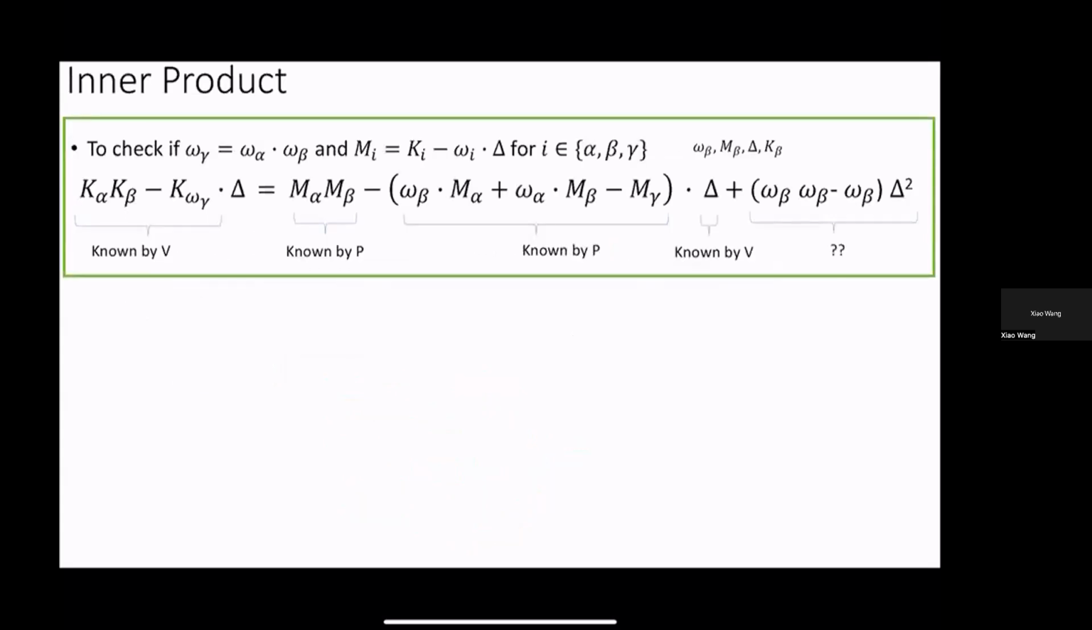So how is it done? It goes back to the equation. This is a little bit complicated. Oh, there's a question or something.